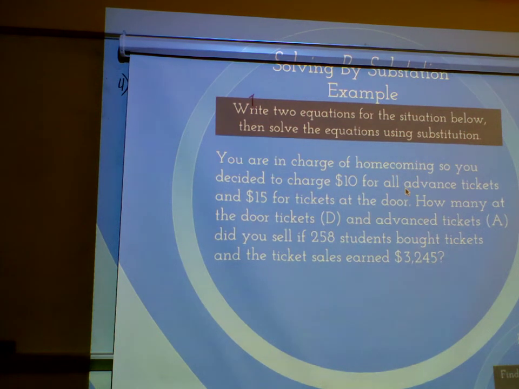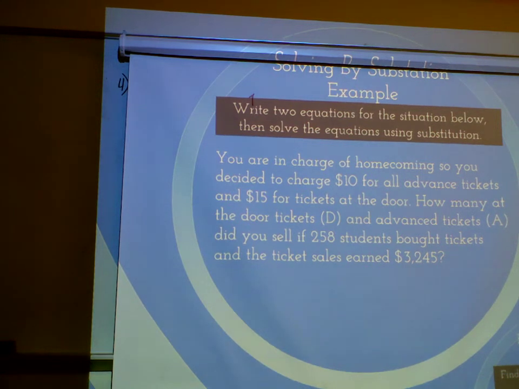Austin, you have one? 3,245 equals 10A plus 15D. Is that right? If we switch them around, that's fine. Just get the equations. That's all we're doing now. We'll solve them later, Katrina.